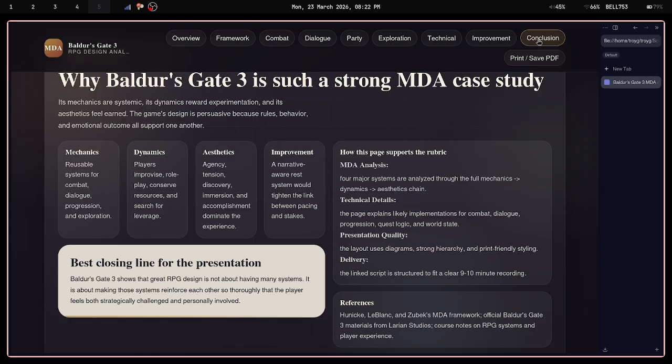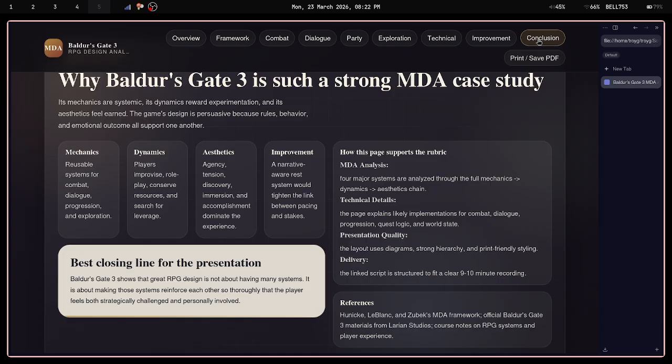The game is especially successful because its systems reinforce each other. A choice made in dialogue can affect the quest, which can change combat, which can affect companion relationships. The level of integration is why the experience feels so rich. My proposed narrative-aware rest system would improve the game by making pacing and urgency feel more coherent.